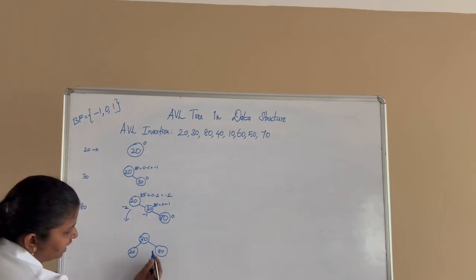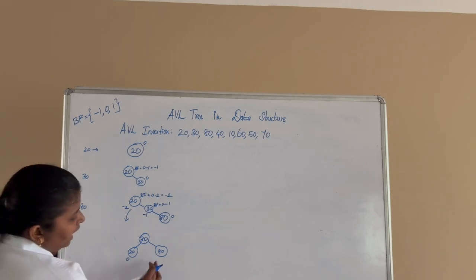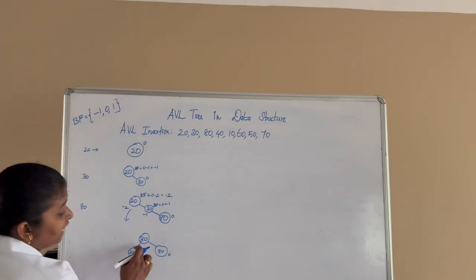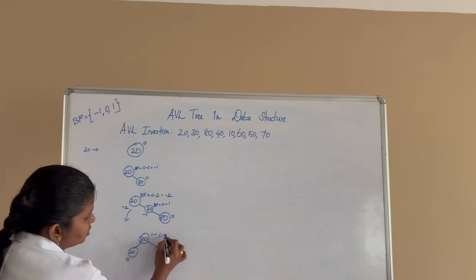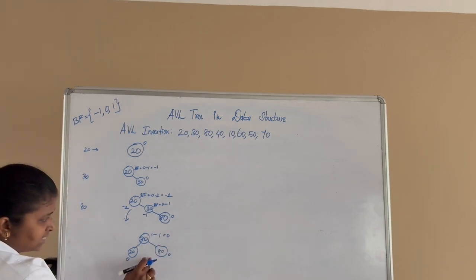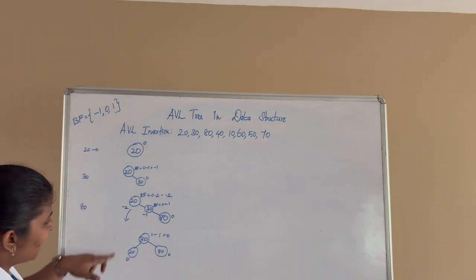Here after checking the balance factor, there is no left subtree, there is no right subtree, so the balance factor will be 0. Height of the left subtree is 0, height of the right subtree is 0, the balance factor is 0. For the root, height of the left subtree is 1 minus height of the right subtree is 1, so it is 0. All the nodes have balance factor 0, so it is within the given value. So the tree is balanced now.